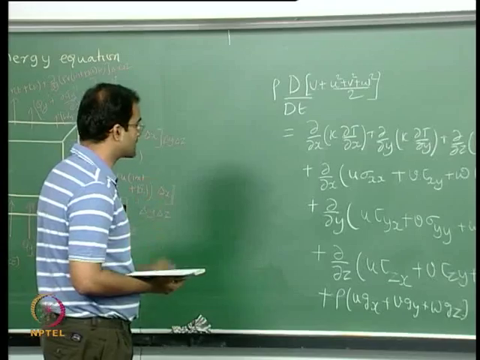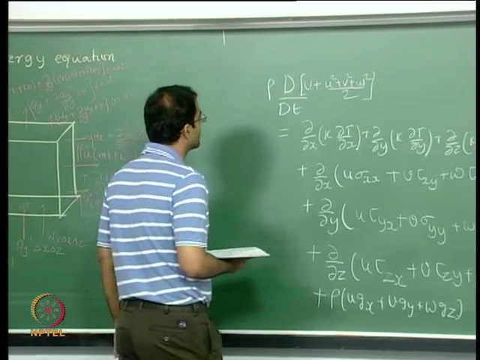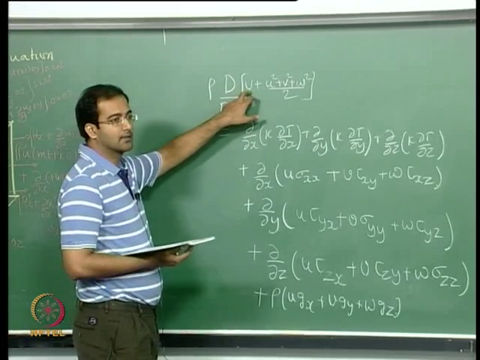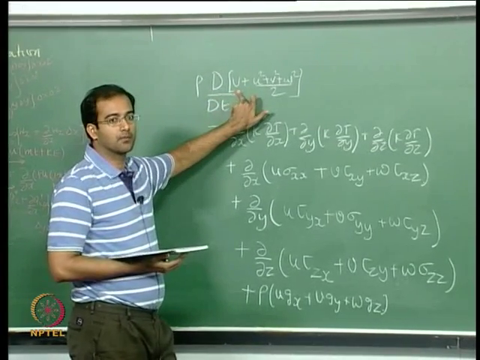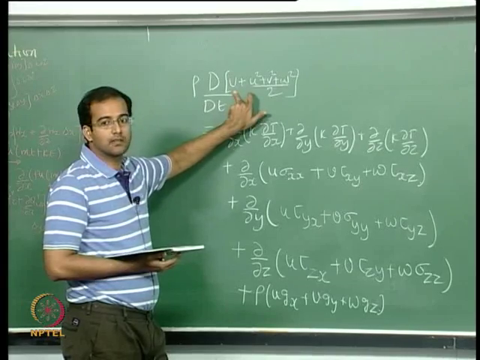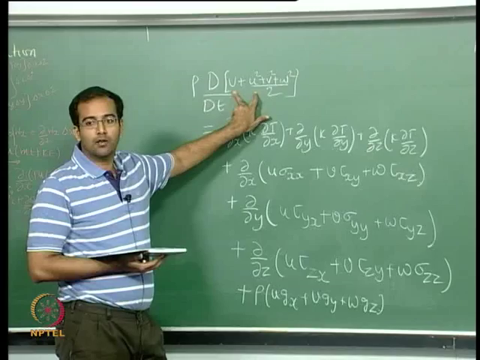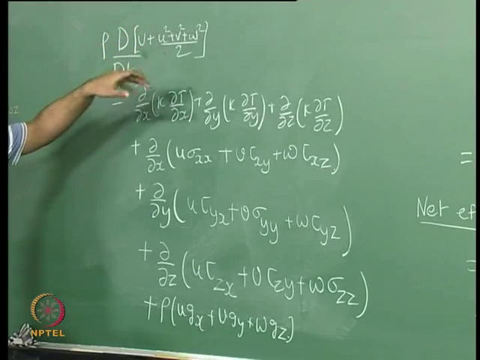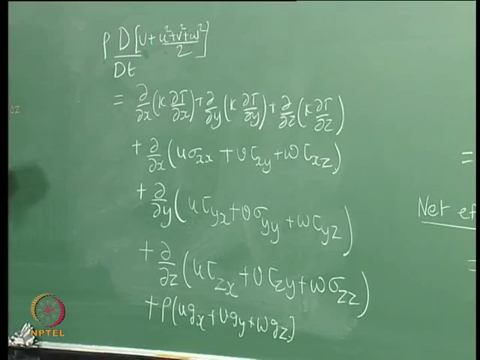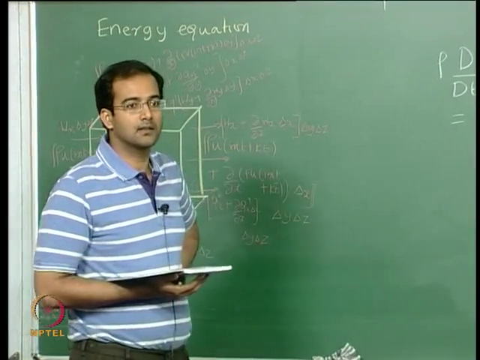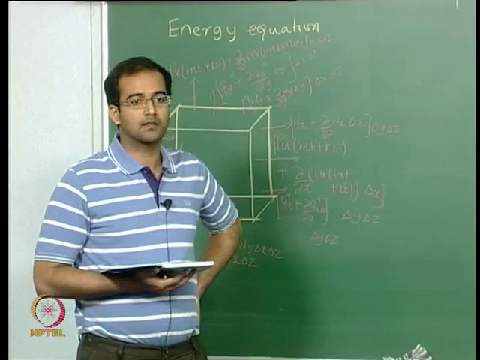Now what I am more interested in finally is writing down an equation for the change in internal energy of the system, more than the total energy, which includes internal energy plus the kinetic energy. So I want to somehow eliminate the kinetic energy part and write down an equation governing only the internal energy, which is the direct indicator of the change of temperature of that particular system.